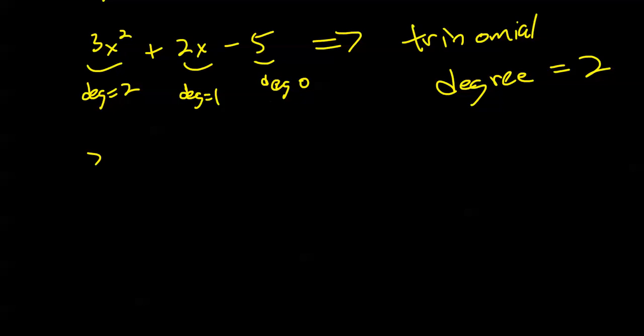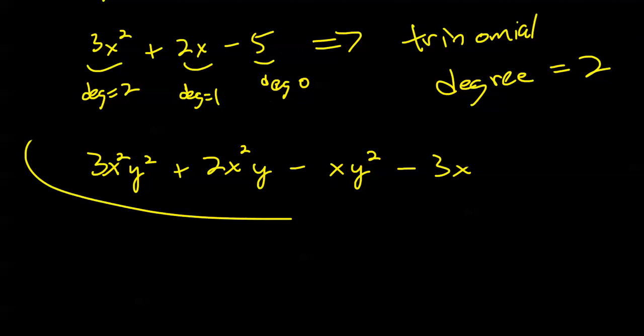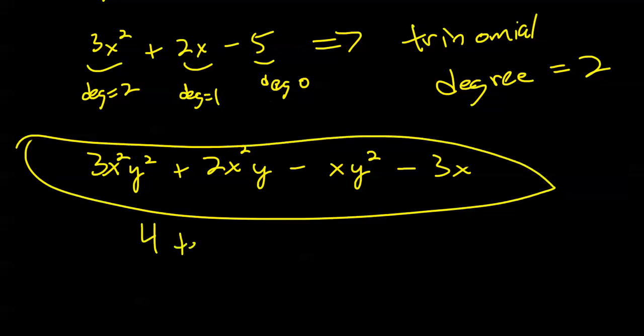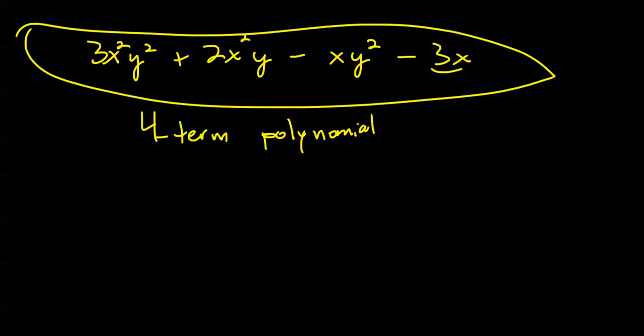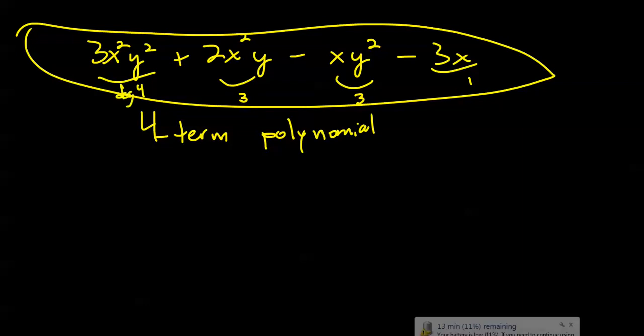Try something a little harder. 3x squared y squared plus 2x squared y minus xy squared minus 3x. Alright, this is a 4-term polynomial. I won't call it a quadromial. I'll call it a 4-term polynomial. And if it was 5 terms, I'd call it a 5-term polynomial, etc. Alright, let me consider all the degrees of these 4 monomials. This is degree 1. This is degree 3, is it not? This monomial is also degree 3. This is degree 4. Right? So I'll call it a 4-term polynomial of degree 4.